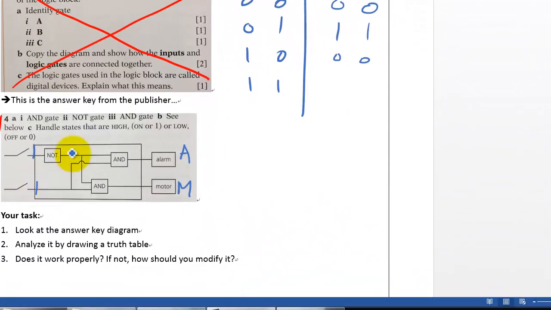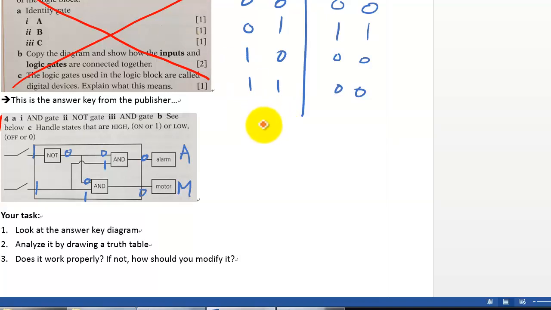Lastly, we have 1 and 1. So NOT 1 becomes 0. 0 transfers here, 0 transfers here, 1 transfers here, 1 transfers here, and 0, 0. Okay, in that case, 0, 0. So this is how the truth table works.